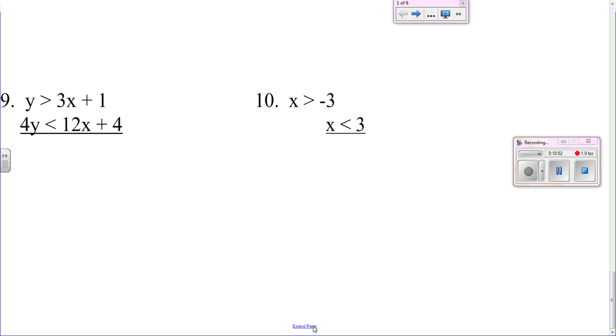Number 10, x is greater than -3. You go left to -3, make a vertical line that's dotted. Then you go right to 3, make a vertical line that's dotted. You're going to shade in between those two lines because it's greater than -3 and less than 3.